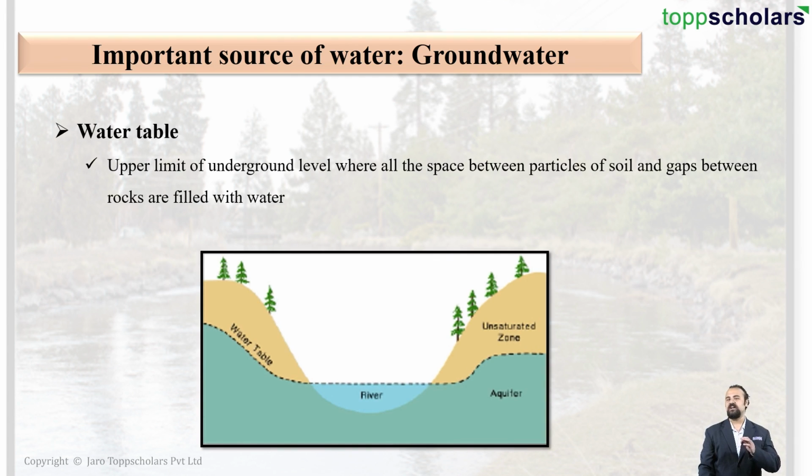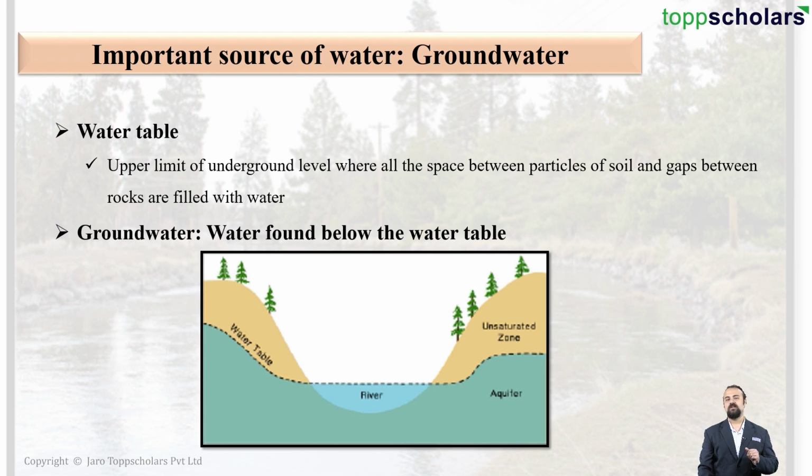Now let us first understand what is a water table. It is the upper limit of underground level where all the space between the particles of soils and rocks and the gaps between them are completely filled with water. Students, groundwater is basically the water which is found below this water table.